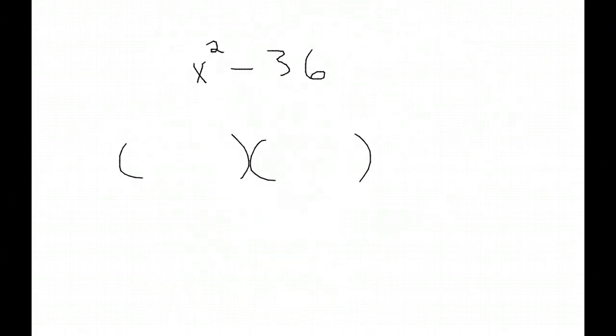Okay, following the pattern of the last problem we just had, I know this is x and x because x times x gives me x squared. What's going to go in the other two blanks is a 6 and a 6 because that's what I multiply or square to get 36. Now the only way the O and the I are going to drop out is if one of these is a plus and one is a minus.